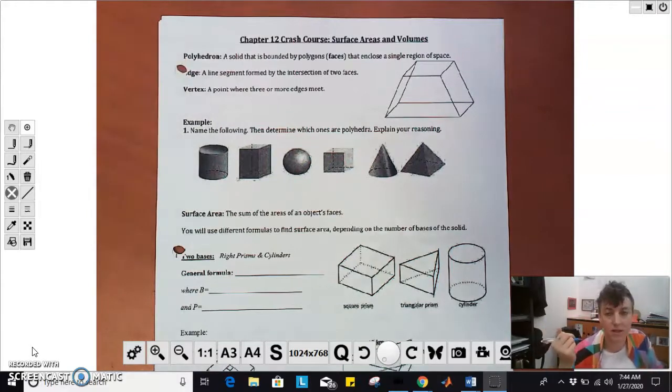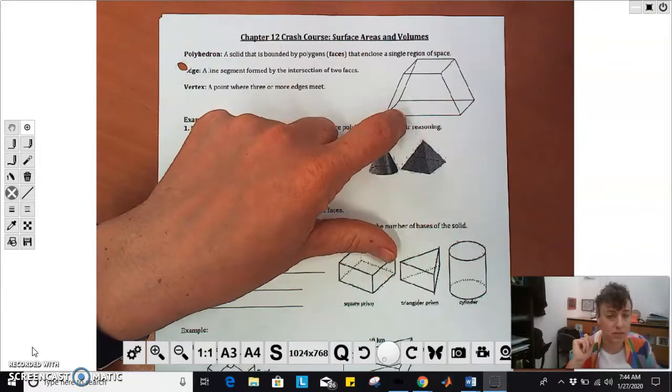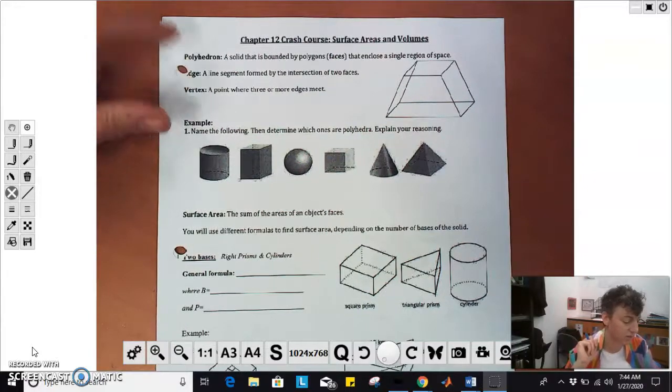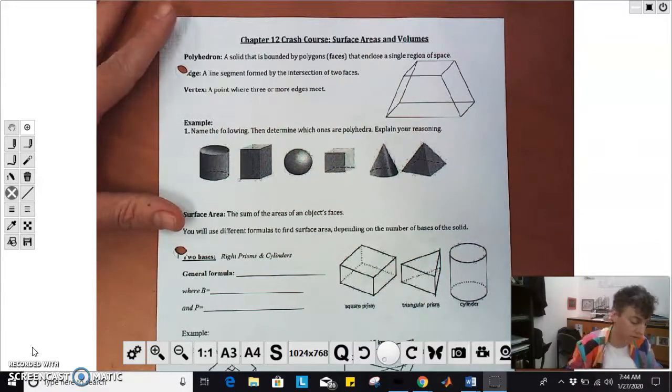Polyhedron. It's a solid that's bounded by polygons, many polygons, and encloses a single region of space. Here's an example of a polyhedron. Some other terms, we have an edge. That E got cut off. Edge is a line segment formed by the intersection of two faces.